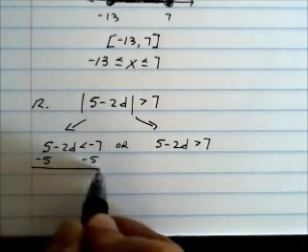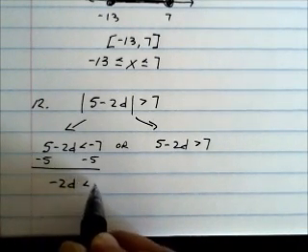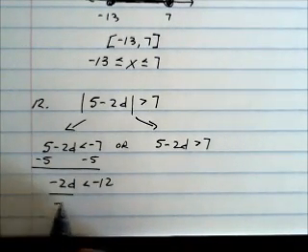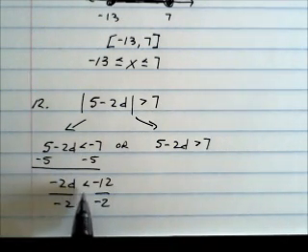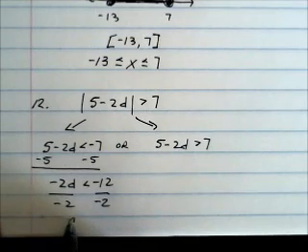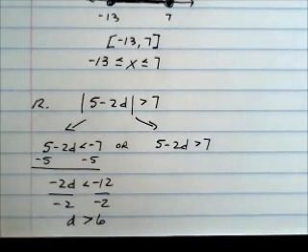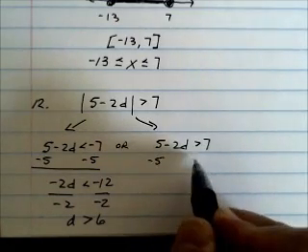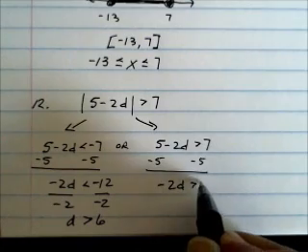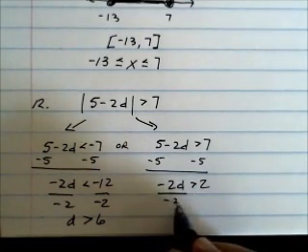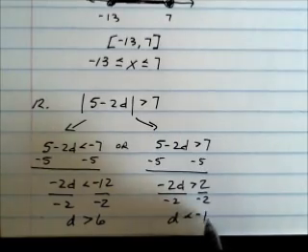Solving. Subtracting 5, negative 2d is less than negative 12. Dividing by negative 2, remember we're dividing by a negative number, so the inequality symbol switches. So d is greater than 6. Subtracting 5, negative 2d is greater than 2. Dividing by negative 2, d is less than negative 1.